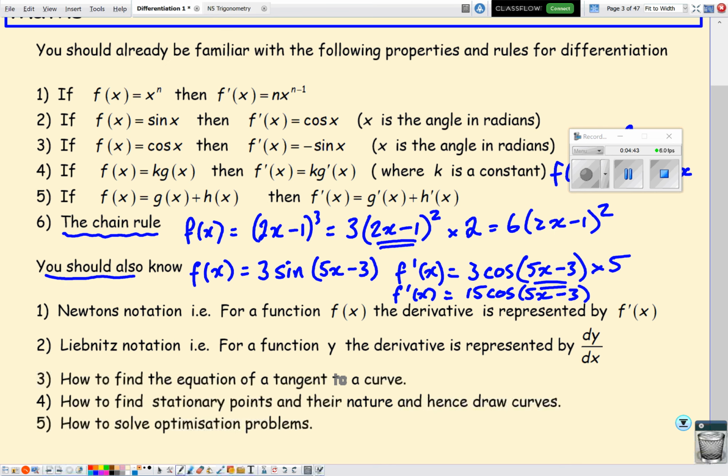You should also know these bottom 5 things: Newton's notation, f of x and f dashed of x; the Leibniz notation, y and dy by dx, and how to use them. It's quite important at this level that you are consistent with them. And the final 3 are just common skills involving calculus: find the equation of a tangent, find the stationary points and their nature and hence draw curves, and then everybody's favourite, solving optimization problems. Alright, so that's just a little overview of the differentiation skills from higher.